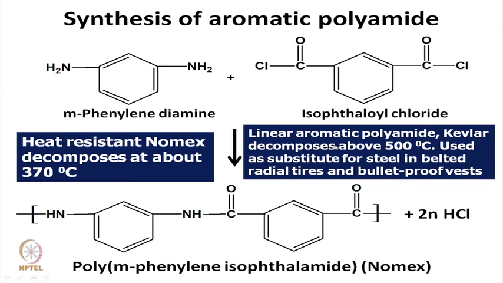Now, this linear aromatic polyamide Kevlar on the contrary decomposes above 500 degree Celsius. Just to compare their thermal stability, this Nomex, having the meta linkage, starts decomposition at 370 degree, whereas the aromatic polyamide Kevlar starts decomposition above 500 degree Celsius. This is due to the molecular alignment, molecular organization.